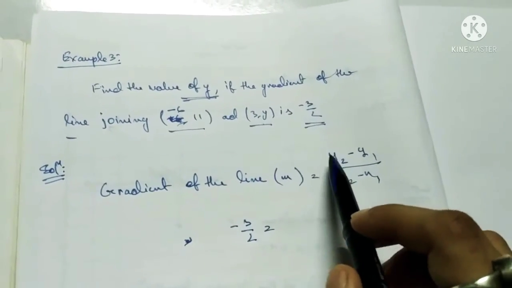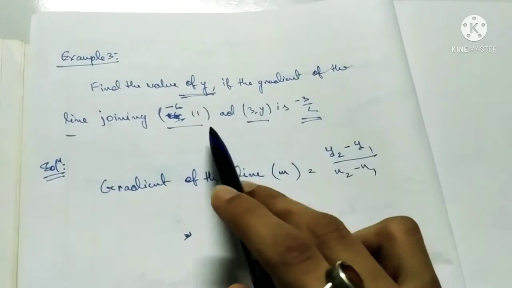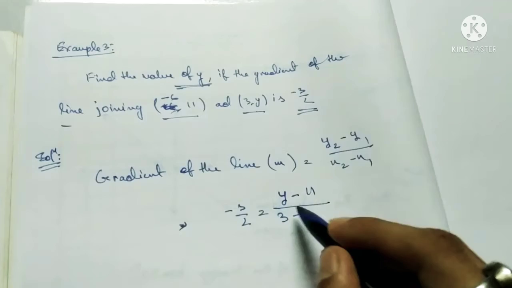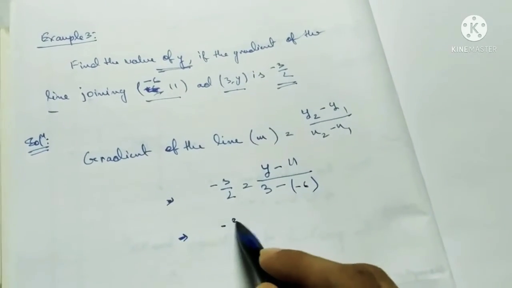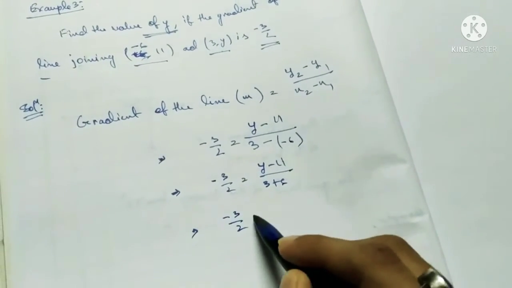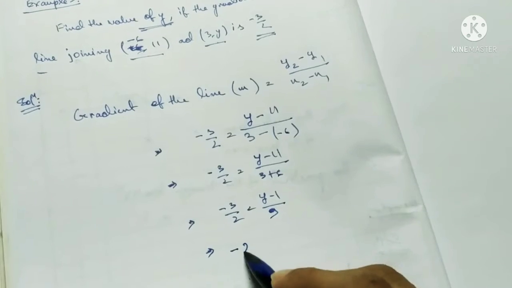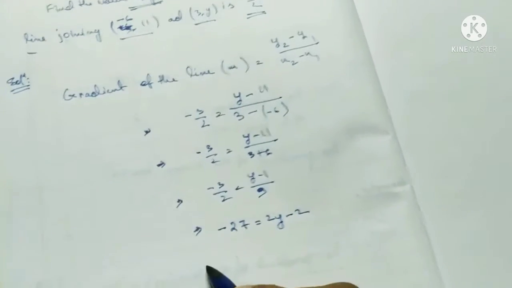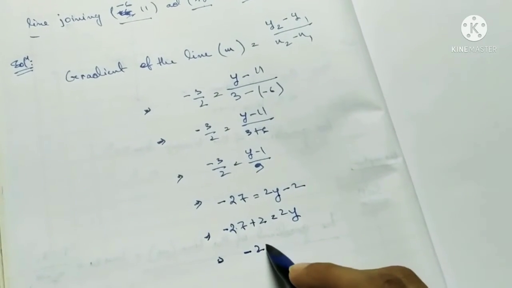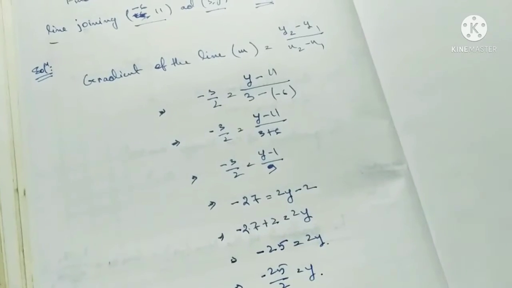y2, which here you can consider as y, minus y1, which you can consider as 11, and x2 is 3 minus x1, which is minus 6, that is 3 plus 6. So minus 3 by 2 is equal to y minus 11 by 9. If I do cross multiplication, this will be minus 27 is equal to 2y minus 2. So minus 27 plus 2 is equal to 2y. This will be minus 25 is equal to 2y. Minus 25 by 2 is equal to y I will get.